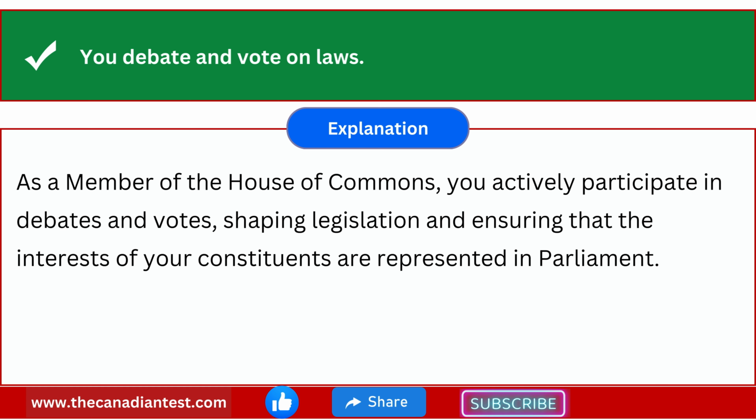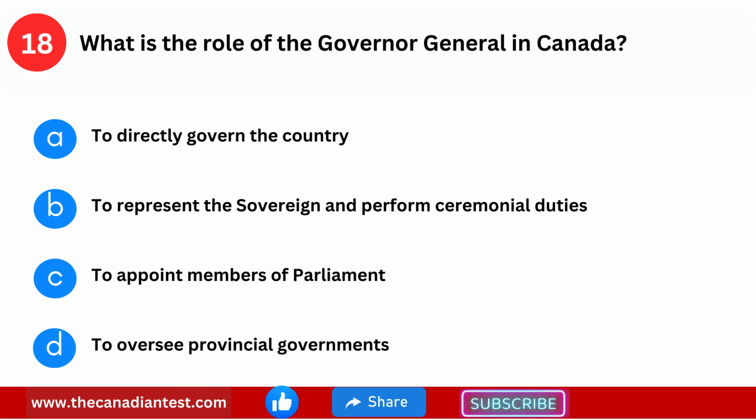What is the role of the Governor-General in Canada? Option A, to directly govern the country. Option B, to represent the sovereign and perform ceremonial duties. Option C, to appoint members of Parliament. Option D, to oversee provincial governments.